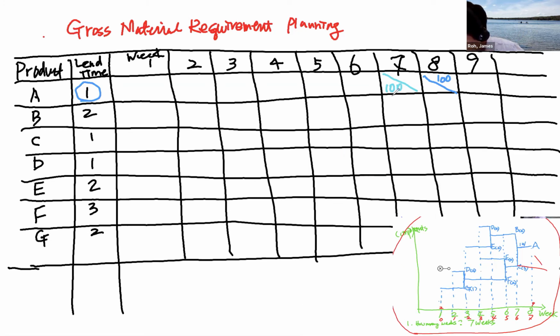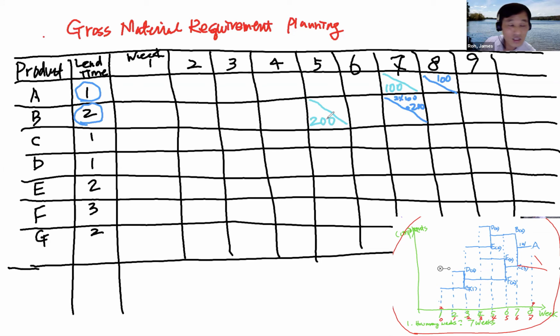So let me change the color of that here. So 2 times 100 is going to be 200, right? We know that 1A requires 2 B's, right? So if I would do that, then 200 of them are required at week 7, and we know that it takes 2 weeks to deliver that. So 2 weeks in advance, we have to order it. So the order date for that is going to be at week 5, and we need to order that 200 right there.